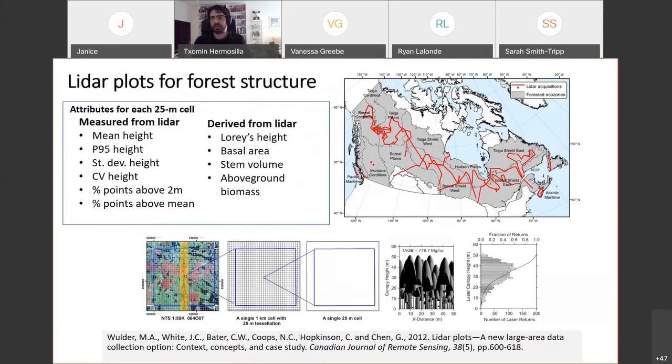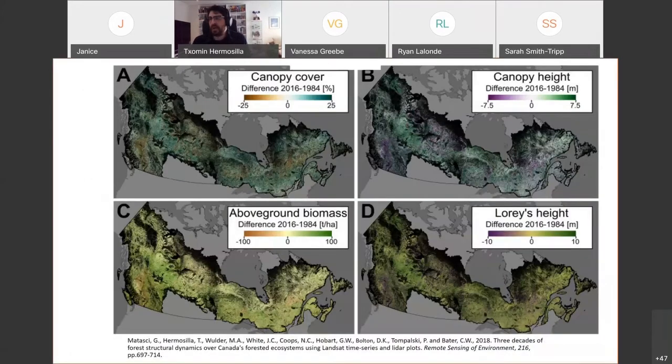We had a series of attributes derived directly from LiDAR, like the mean height and the dominant height, which would be the P95 height. We had the canopy cover, which would be the percentage of points, the returns above 2 meters. And we also modeled a series of forest inventory characteristics from this LiDAR data: lowest height, basal area, stem volume, and above ground biomass. So using an imputation model, for every single pixel that was a tree in Canada, we provide a value for the different forest structure parameters, like canopy cover, canopy height, above ground biomass, and lorey height.